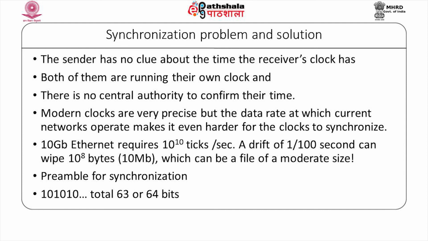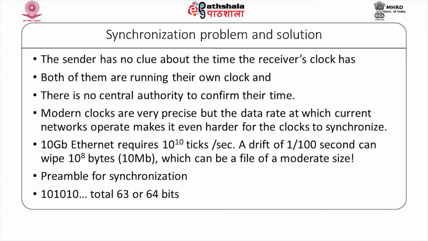Unfortunately, the speed with which the data is being sent is also increasing. For example, 10 gigabit Ethernet requires 10^10 ticks per second. What does that mean? A drift of just 1/100th of a second will wipe out almost 10^8 bytes. A file of moderate size, about 10 megabit, is lost.